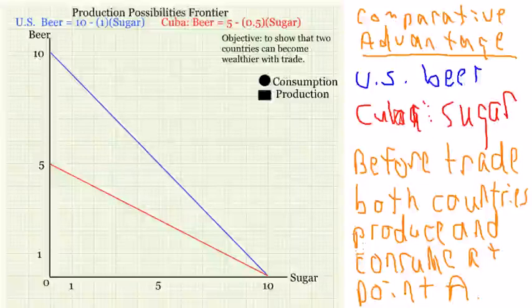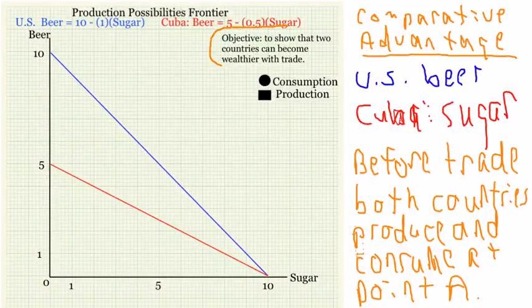The purpose of this video is to show that two countries can become wealthier with trade. And we're going to show this using our model of U.S. and Cuba and production possibilities frontiers.